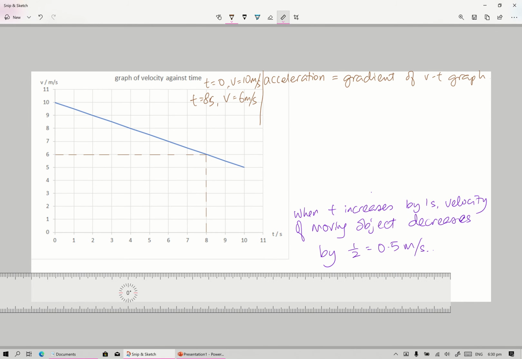Okay, you have a very nice set of coordinates there, right? So when time equals 8 seconds, whoops, these seconds look a bit like a 5. When time equals 8 seconds, velocity equals 6 meters per second.